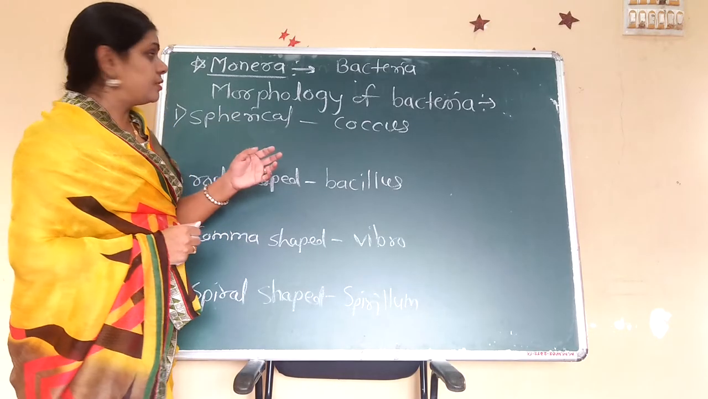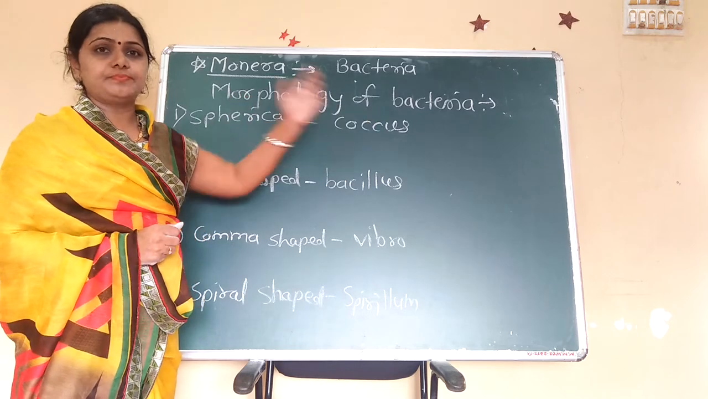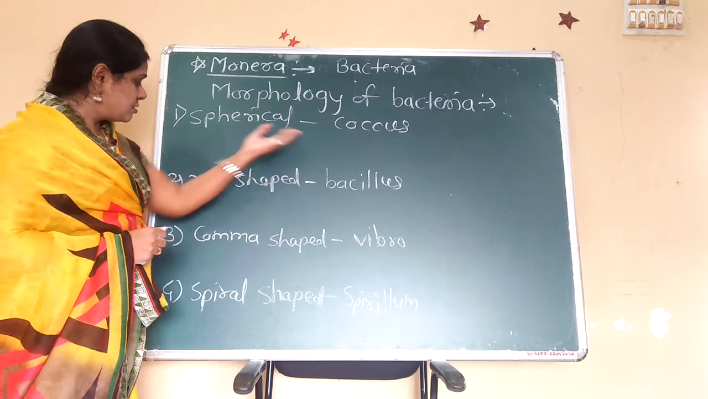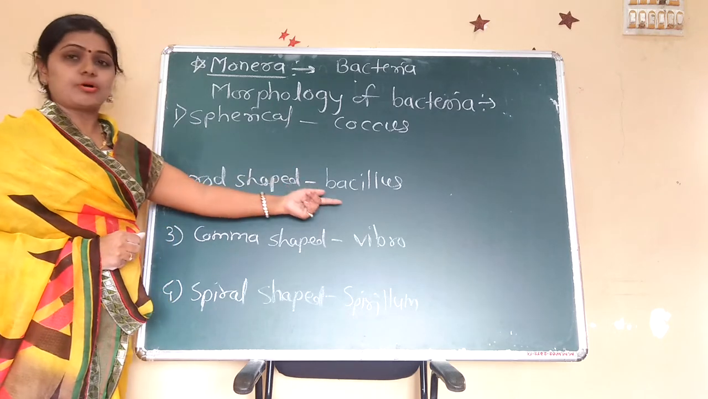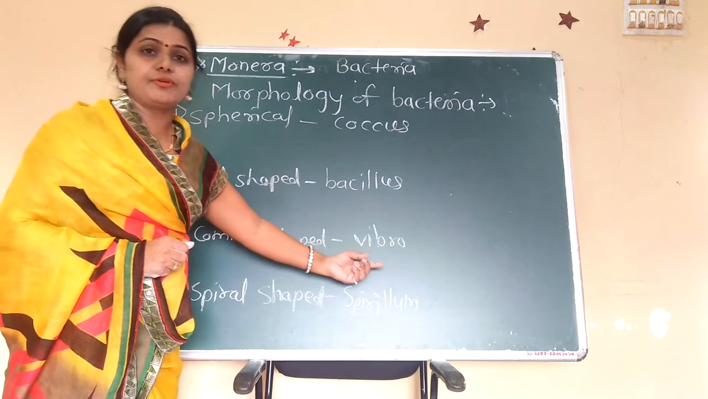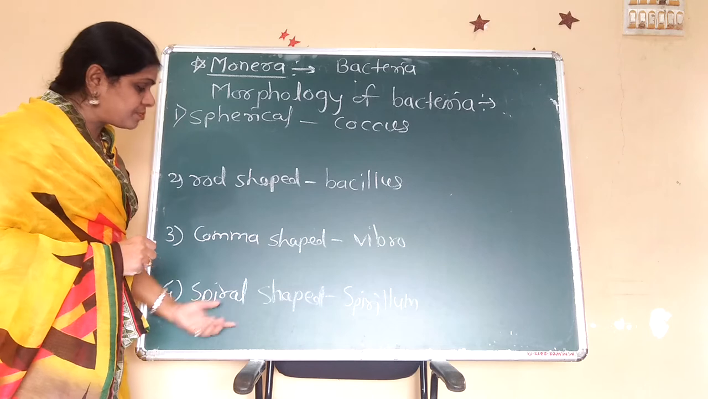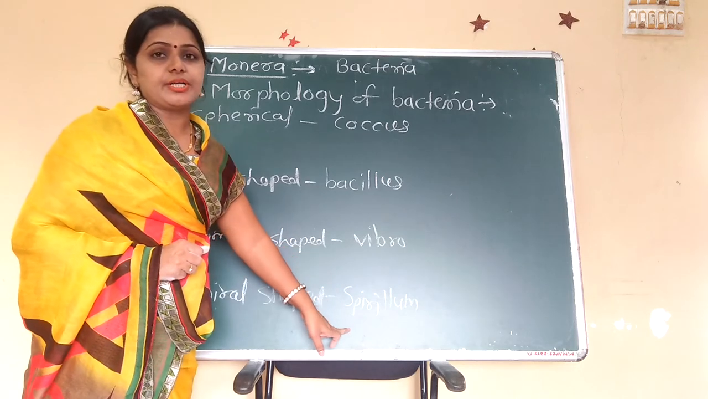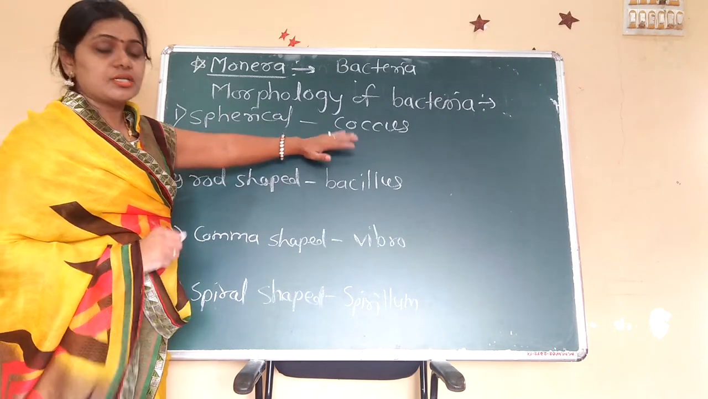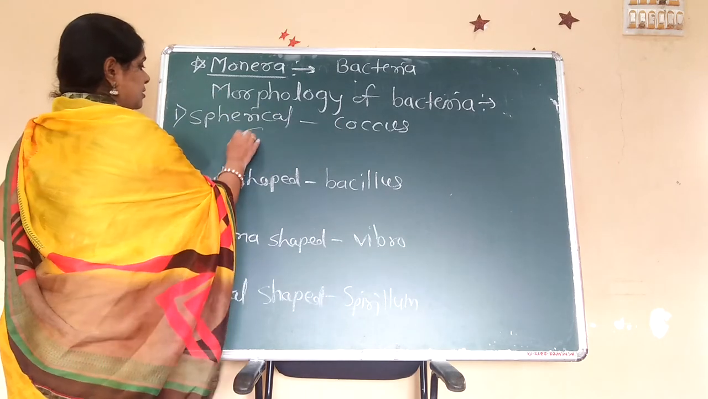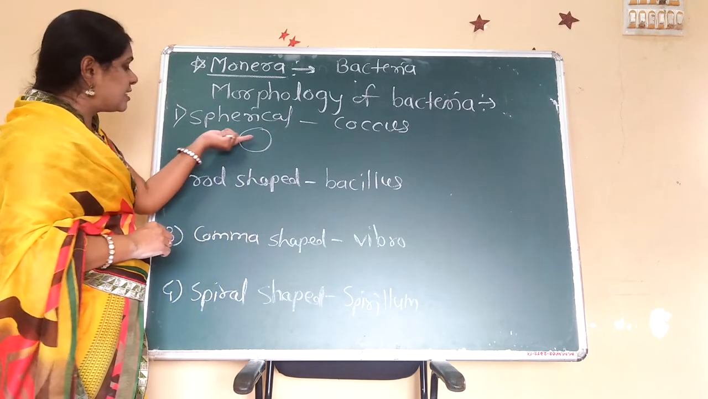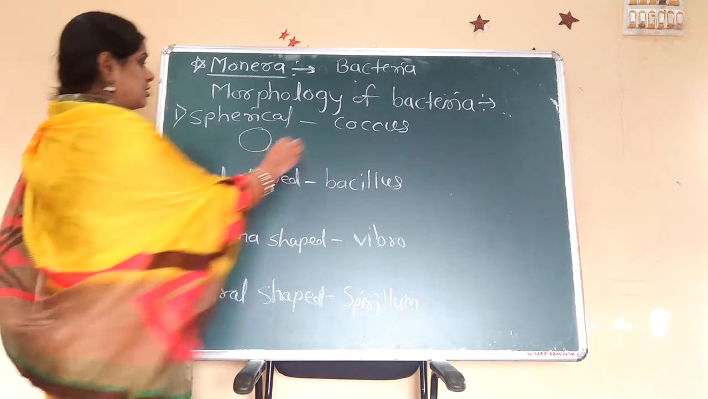Bacteria are of four groups; that is the morphology of bacteria. Some bacteria are spherical, called coccus. Some are rod-shaped, called bacillus. Some are comma-shaped, called vibrio. And some are spiral-shaped, called spirillum. The spherical type of bacteria, which is single, is called coccus.